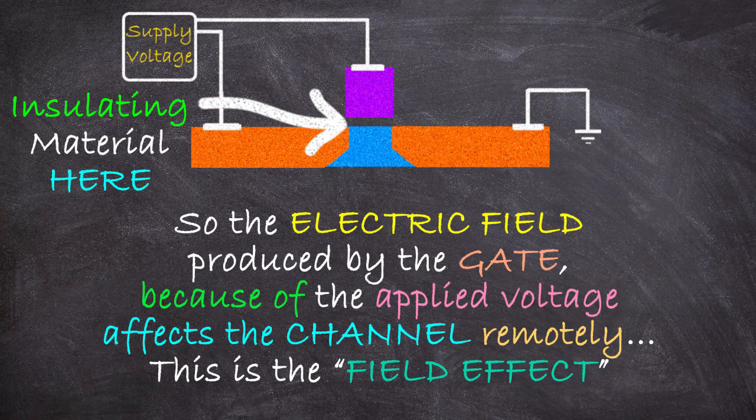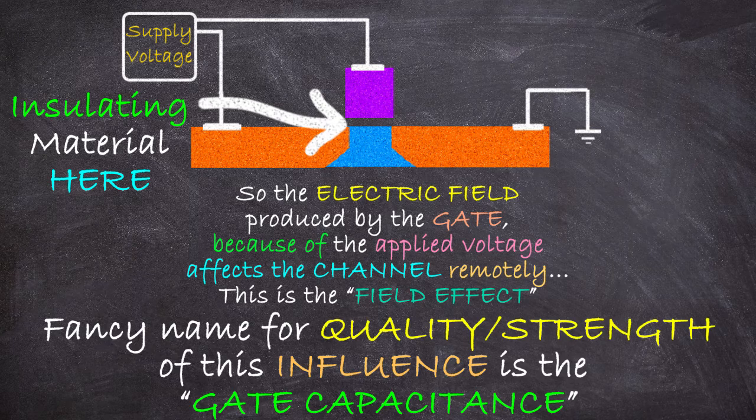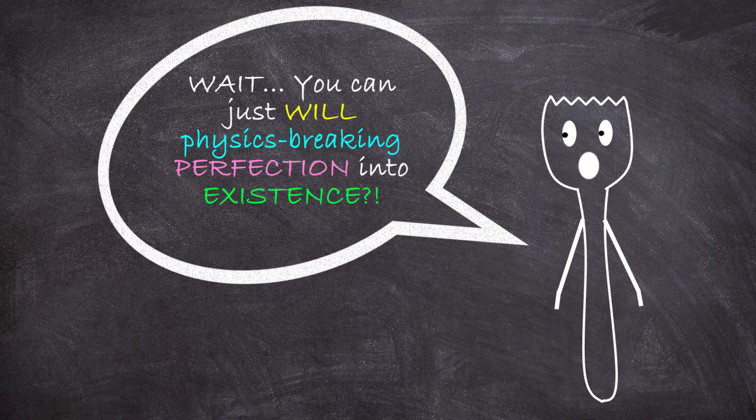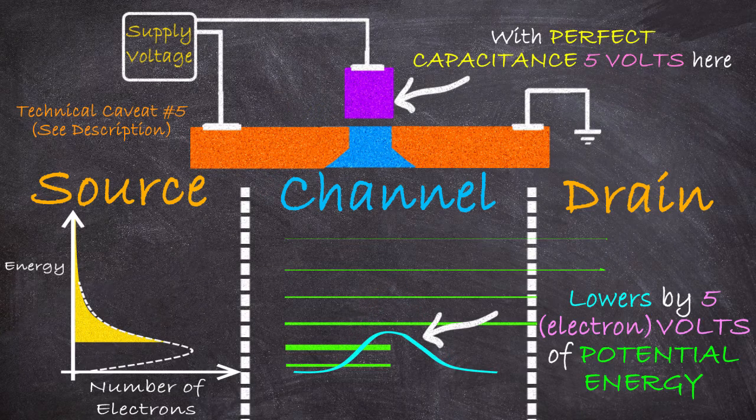The strength of this relationship between the gate's voltage and the channel barrier potential energy drop is called the capacitance of the gate, and in any real device it's not infinite. But since we're interested in theoretical limits, let's just say it is. If it were infinite, then applying say 5 volts to the gates would lower the potential energy barrier by 5 electron volts. You'd have a 1-to-1-ness. So that's the best we could ever do, so let's assume that.